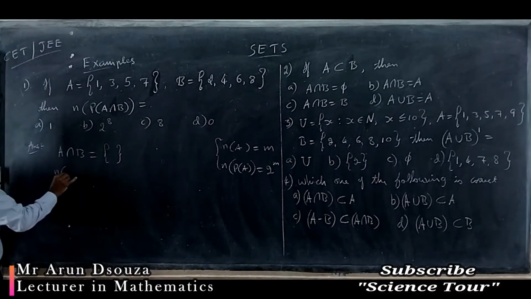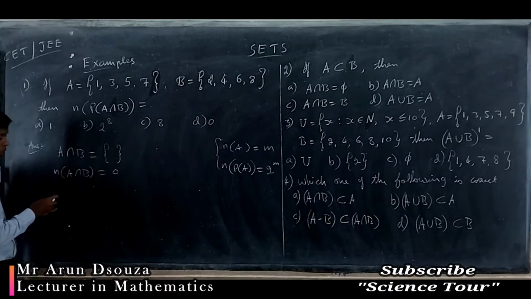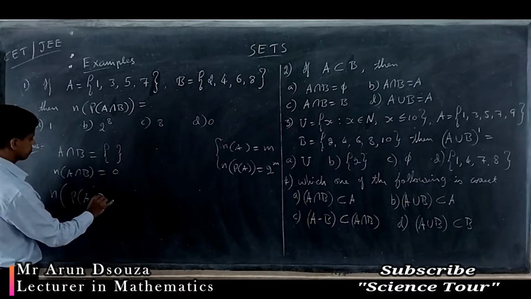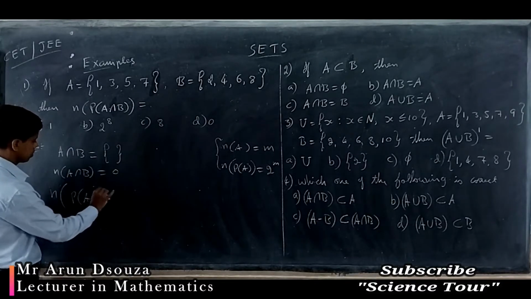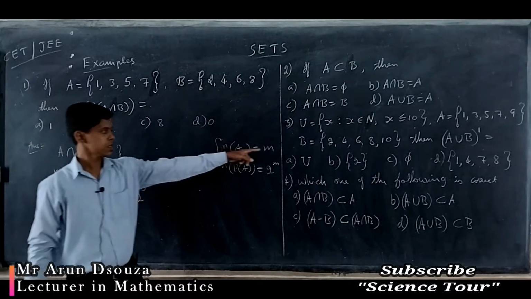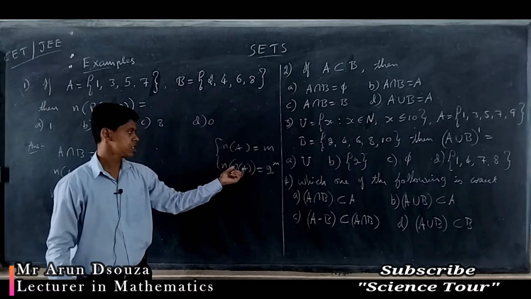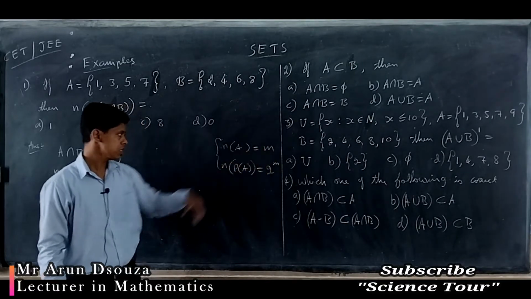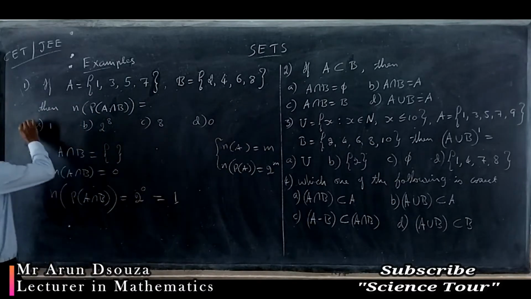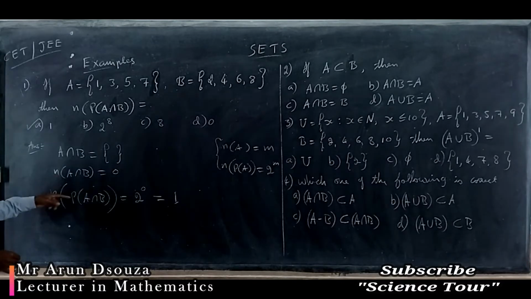Now what is the number of elements in the intersection? You don't have any elements, therefore it is 0. Now what is the number of elements in the power set of the intersection? The formula is 2 raised to m. Now m is 0. Correct? So if the number of elements in the set A is m, the number of elements in the power set of A is 2 raised to m. Now m is 0, so this is 2 raised to 0, which is 1. So 1 is the right choice using the formula.